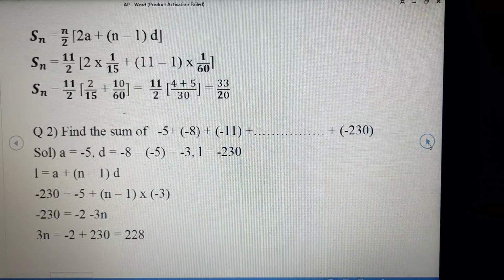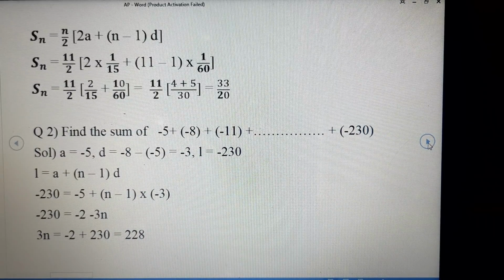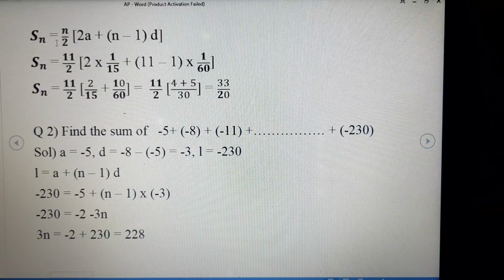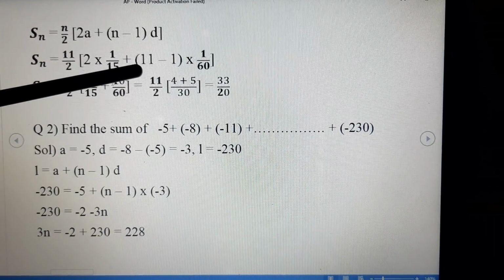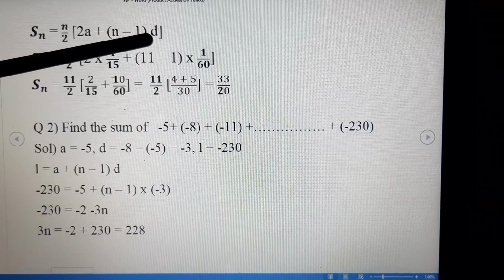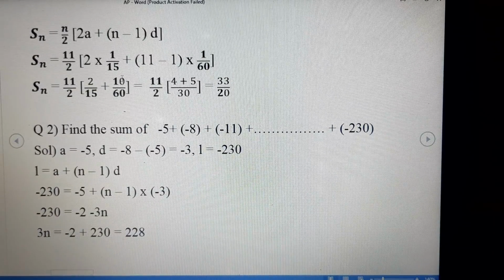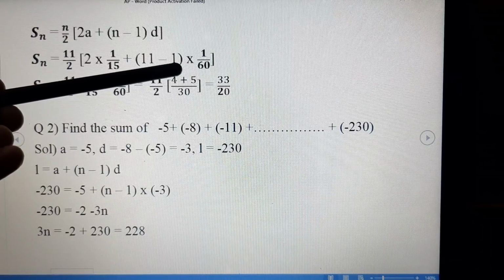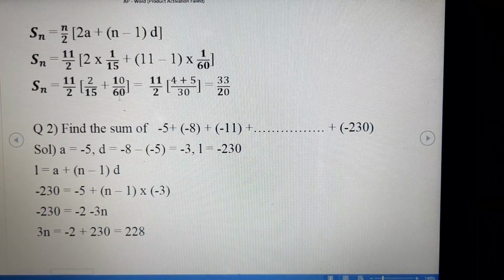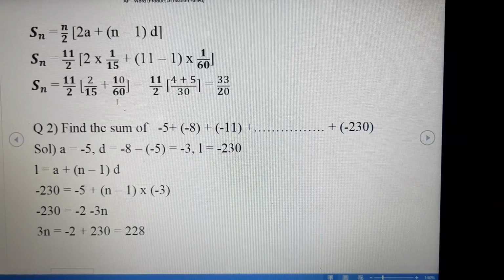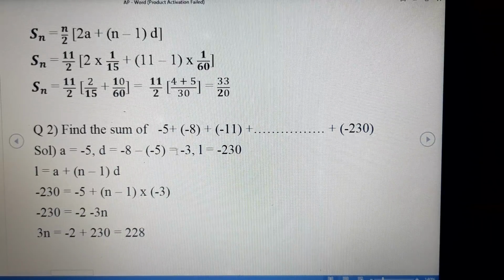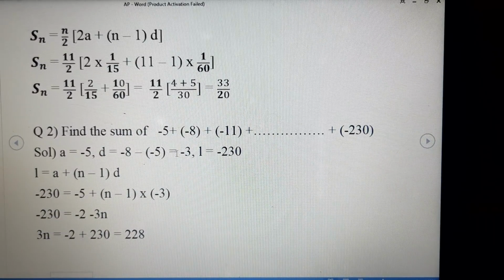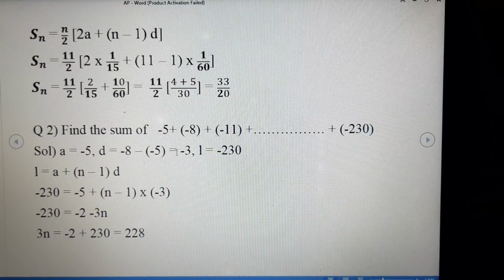We will apply the formula. The formula is Sn is equal to n upon 2, 2a plus n minus 1 into d. Because we are calculating till 11 terms, n has to be 11. a is 1 upon 15. d has come 1 upon 60. 11 minus 1 becomes 10. 10 into 1 upon 60, so 10 upon 60. This becomes 2 upon 15. If we solve, again we take the LCM and we get 33 upon 20. You can leave your answer like this also, or you can convert it to a mixed number.